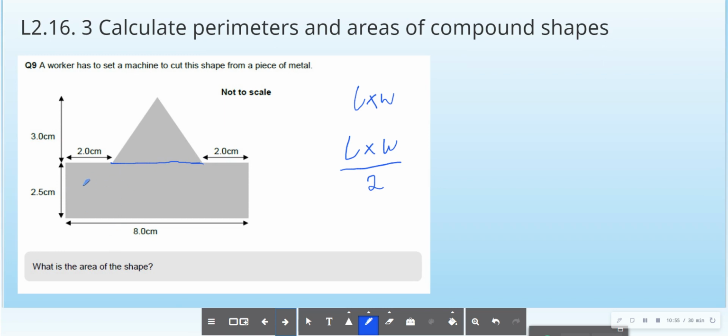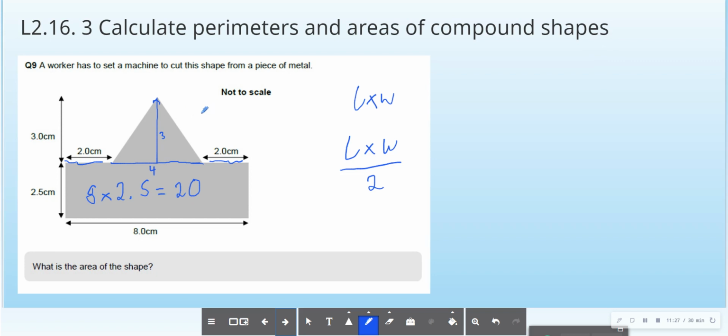This one, the area of the rectangle, 8 times 2.5, which is 20. And the area of the triangle, length times width, so that's the length. The width isn't the diagonal, it's the distance all the way up. Okay, or the height, you can call that the height if you like for a triangle, base times height. So that is going to be, it's 8 all the way along. We've used 2 up there. We've used 2 up there. So this is going to be 4. And the height, or the width, is going to be 3.